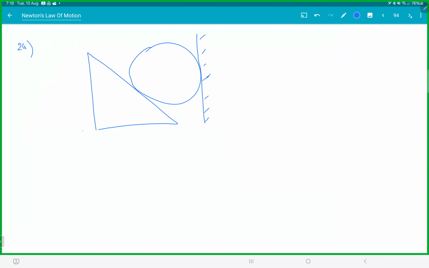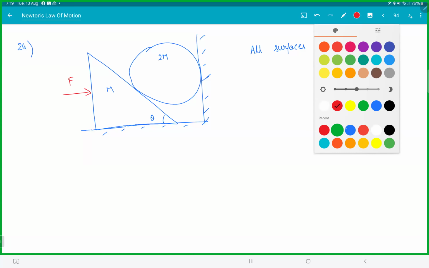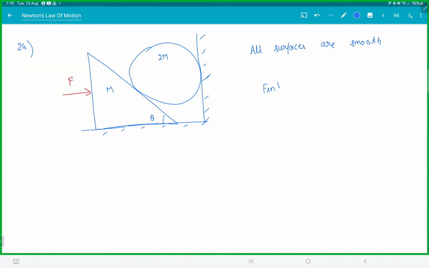So we have a sphere and a wedge. Mass of the sphere is 2m. The wedge's mass is m. Angle theta. All surfaces are smooth. So if you leave it like this, what will happen? What will happen to the wedge? Will it remain there? It will start going back, right? So someone has to apply force to keep it in equilibrium. So the question is, find F if the system is at rest.